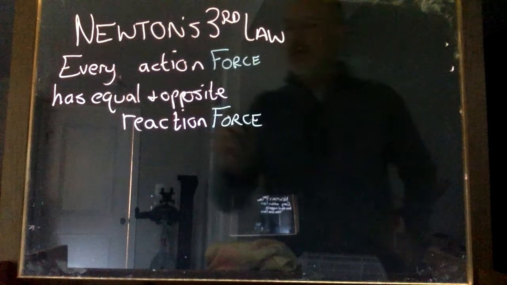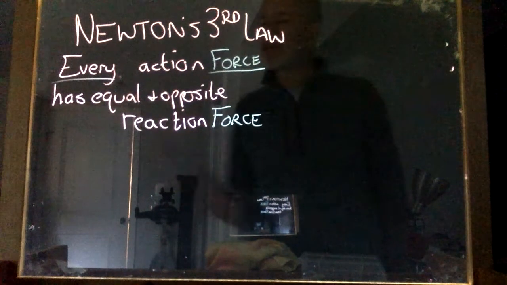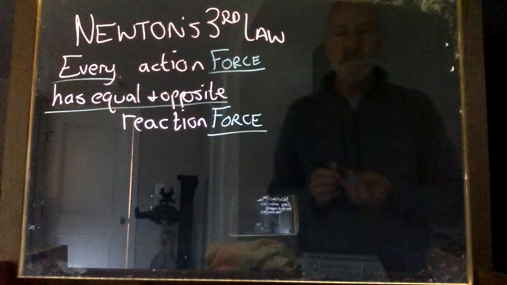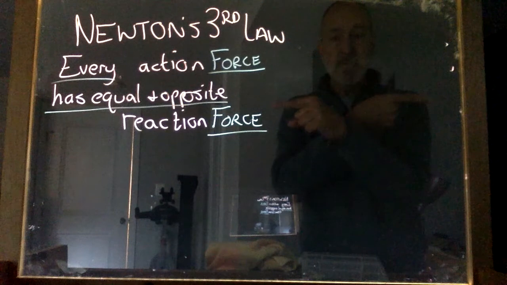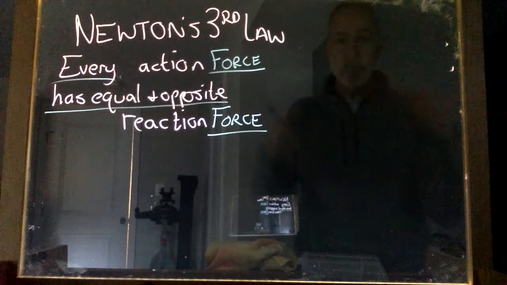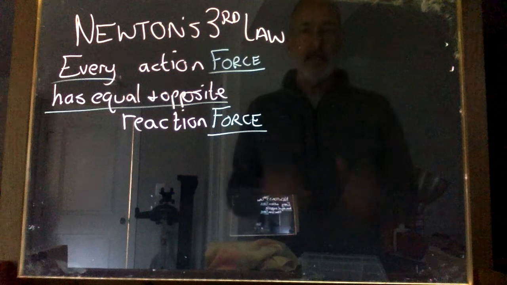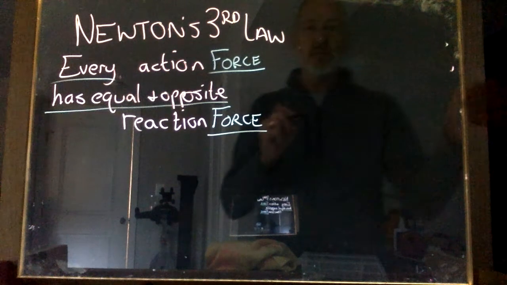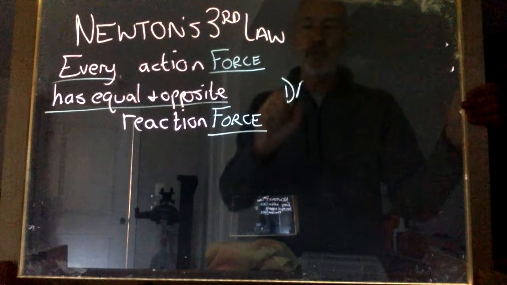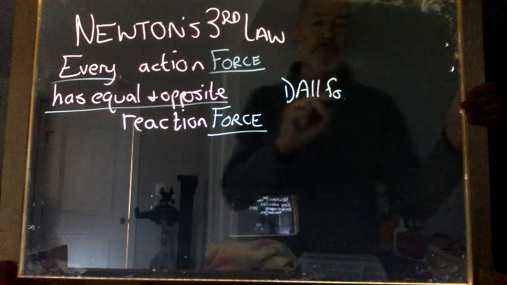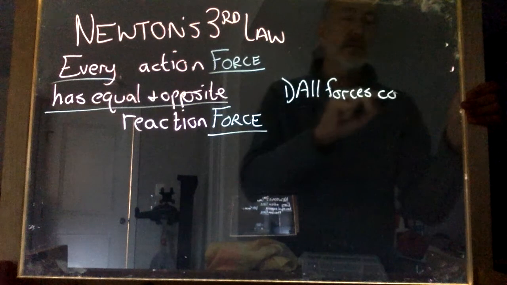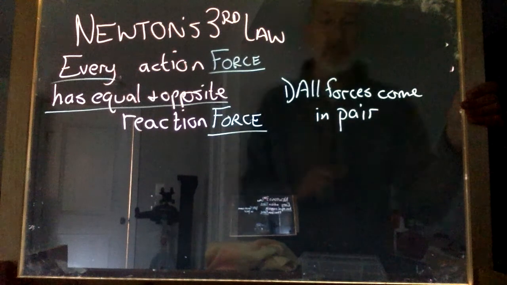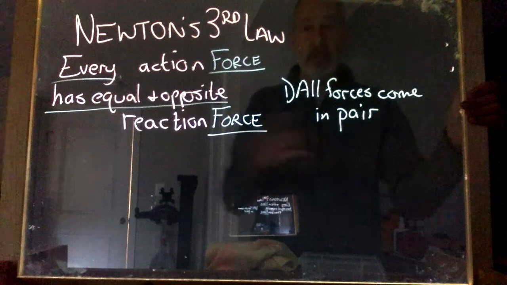Really, you could say every force has an equal and opposite force. Opposite meaning direction. Equal meaning magnitude. Same number of newtons. Opposite direction. And it's very misunderstood because two things are really important. One, all forces come in pairs. If you can identify any force, it has a pair, it has a partner.